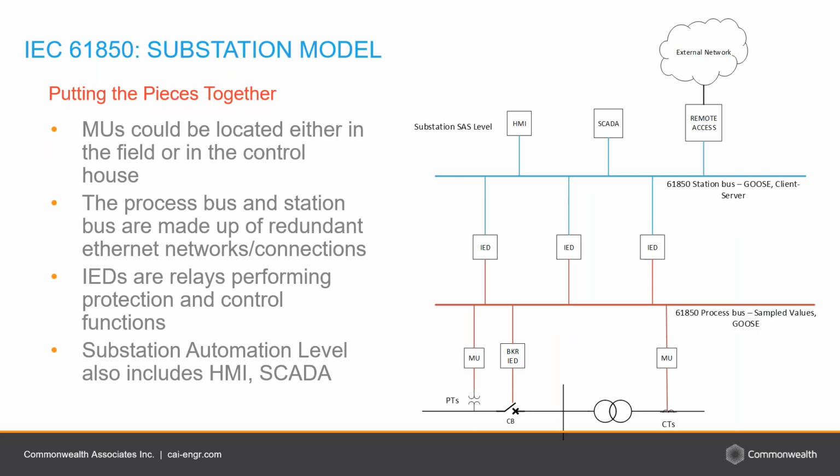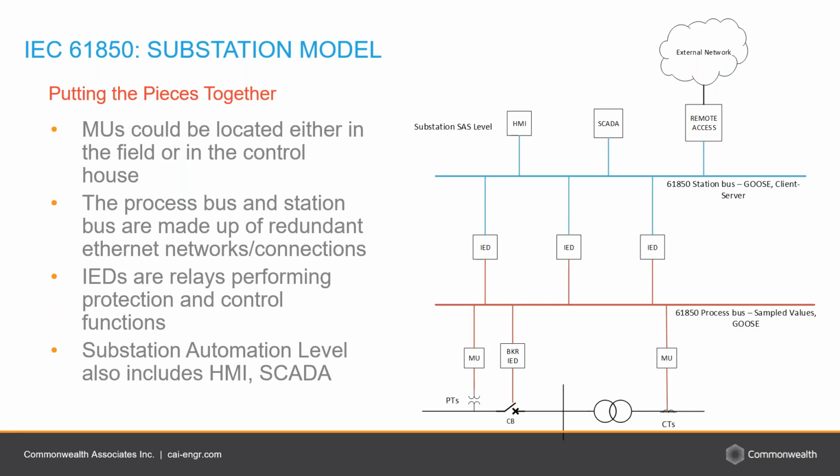Okay, so when you put together the process bus and the station bus architecture, then we get something called the 61850 substation model. The diagram on the right shows how it all comes together. You have the merging units that could be located either in the field or in the control house. The merging unit samples the analog signals at the source and publishes them on the process bus. The IEDs which are subscribed to the sampled signals will receive them from the process bus.